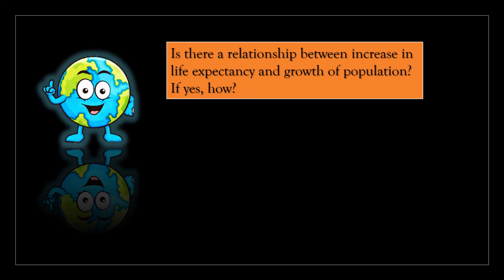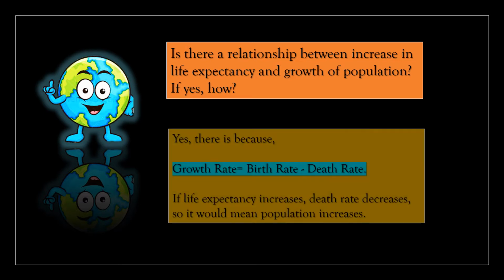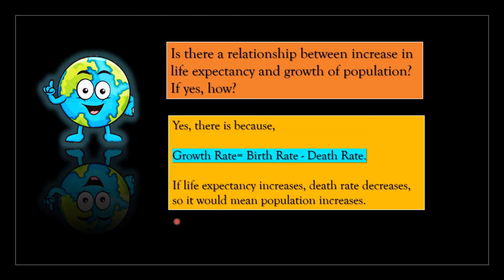Is there a relationship between increase in life expectancy and growth of population? If yes, then how? In my previous slides, I've already explained what is life expectancy. So, the answer to this question is yes, there is a relationship between increase in life expectancy and growth of population. Now, how is it? If you see in my previous videos, I've already explained what is growth rate. So, growth rate is equal to birth rate minus death rate. So, if life expectancy increases, death rate decreases. So, it would mean population also increases.